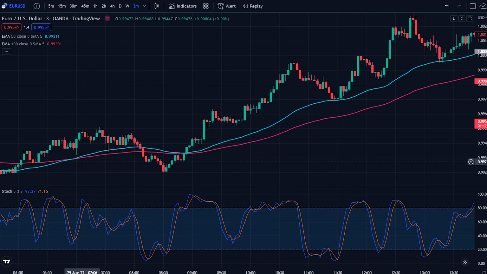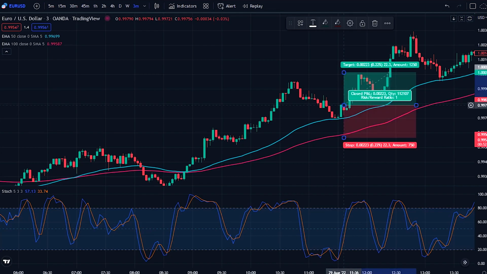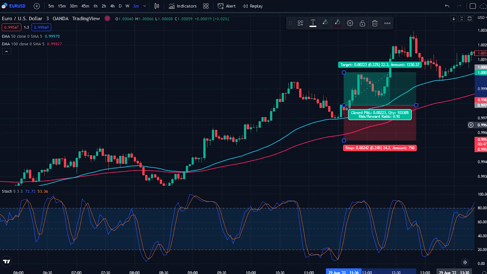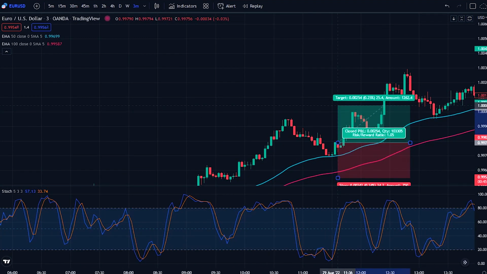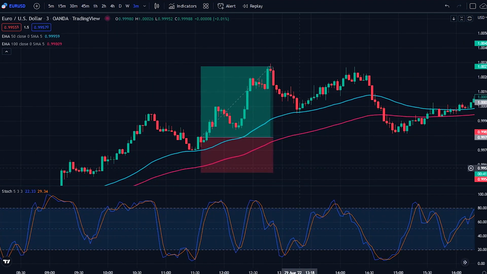Let's see another example. As you can see here, the 50-period EMA is above the 100-period EMA. So here we will be looking for buy signals only, and our buy signal is generated here when the stochastic rises above the 20 level. Also here, the price is close to the 50-period exponential moving average. So it's a valid signal to enter a long trade. We'll enter a long position right here, and our stop loss will be set at the market's most recent swing low. Our take profit will be at 2 times the risk.